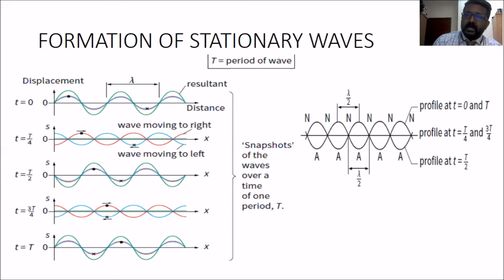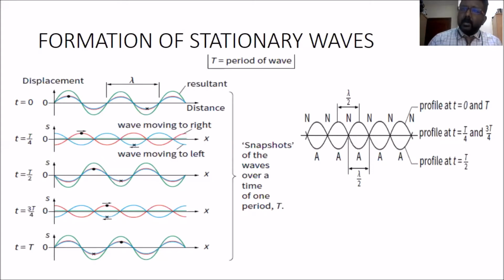They superimpose and they form a standing wave. In this figure, a formation of a stationary wave along a long string is illustrated, and at time t equal to 0, the progressive waves traveling to the left and right are in phase with each other. The waves combine constructively, giving an amplitude twice that of each wave.